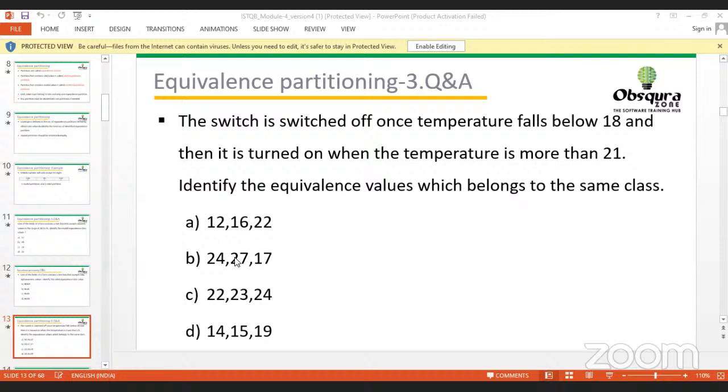Now, 24, 27, 17. 24 and 27 are more than 21. So that is correct. But 17 belongs to a different class. That is below 18 class. So they are also different classes. Now 22, 23, 24. So as the temperature is more than 21, they all come under the same class, right? 22, 23 and 24. So C will be the correct answer.